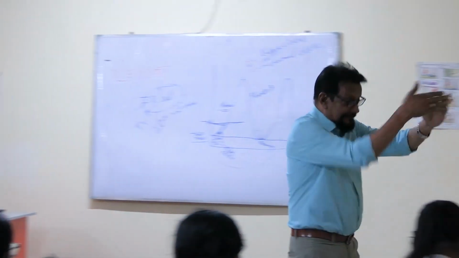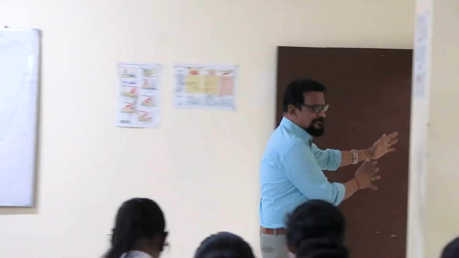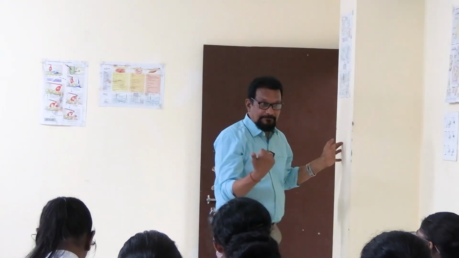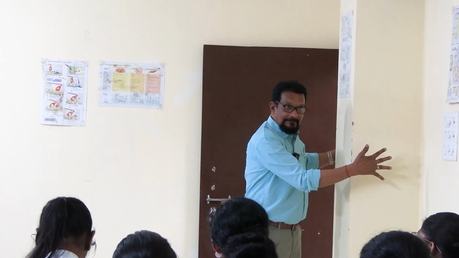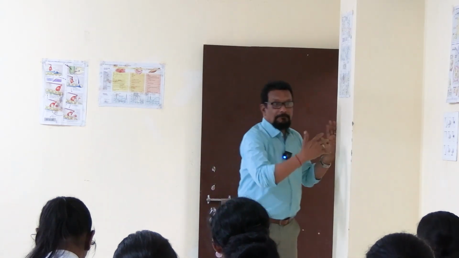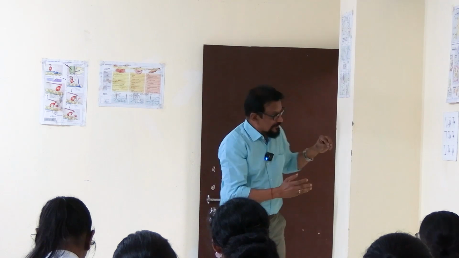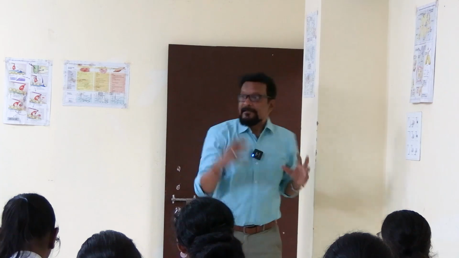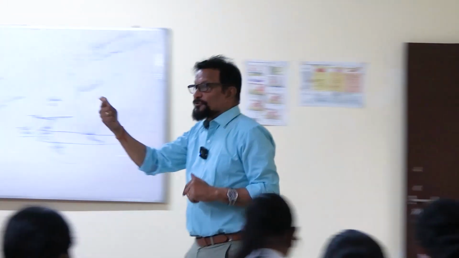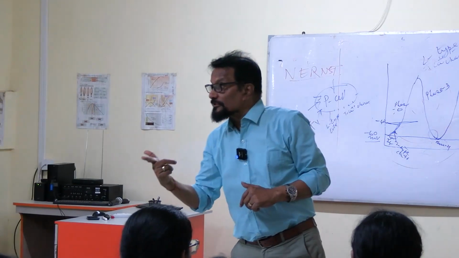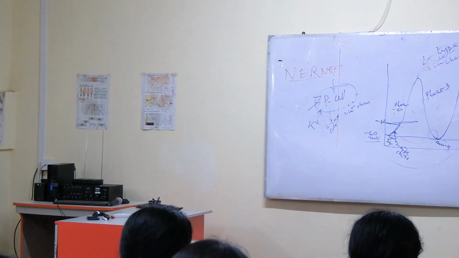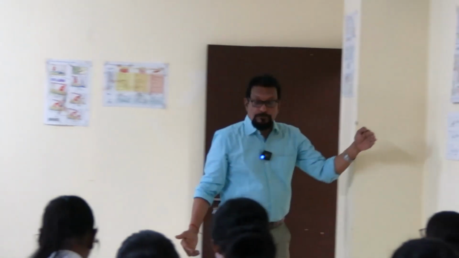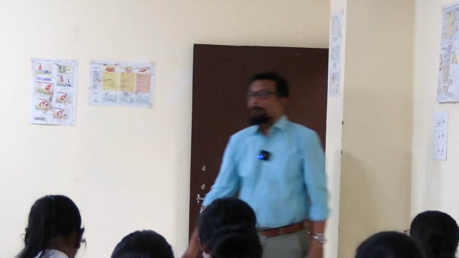Now the bundle of His will enter into the septum. Suppose this is the intraventricular septum, started here. It is the junction of atrium and ventricle. The initial part of the septum is made up of membranous tissue. First it will pass through this membranous tissue, then only it will enter the myocardium. Septum is made up of myocardium.